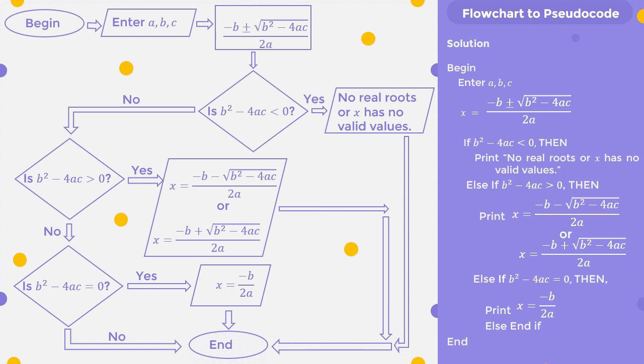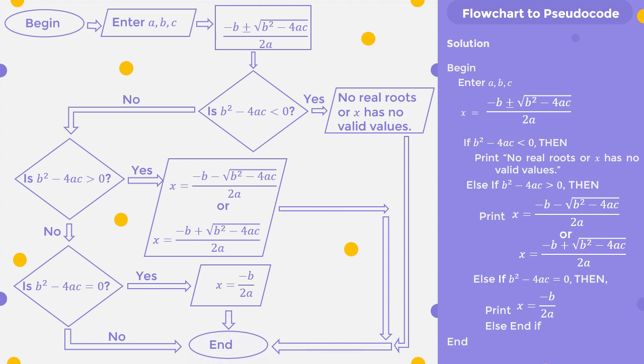What about the next symbol? The next symbol is for processing. So what are we processing? Remember in the previous lesson I told you what to put in the process box. It's an equation, so there must be an equal sign. So say x is equal to negative b plus or minus the square root of b squared minus 4ac, divide everything by 2a, which is the quadratic formula.